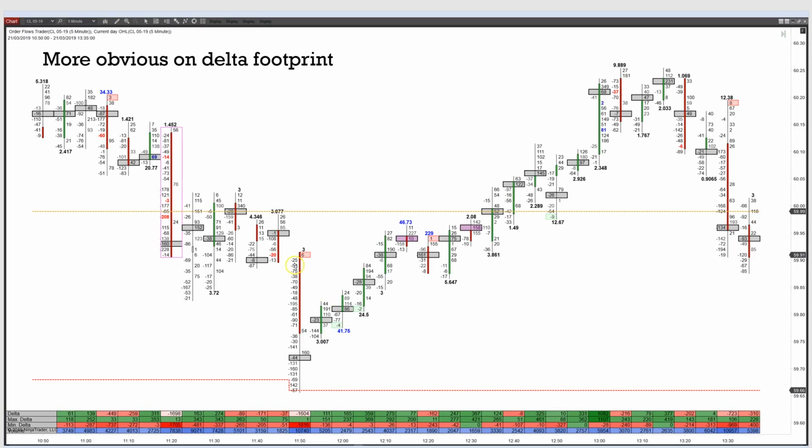But again, if you're looking at the delta footprint chart, you see all selling. These are kind of mixed bars here. You got selling on both sides, buying and selling both sides. Then in here, look at these pockets, 144, 104. You're seeing the supportive buying. That's what you like to see on the way up.